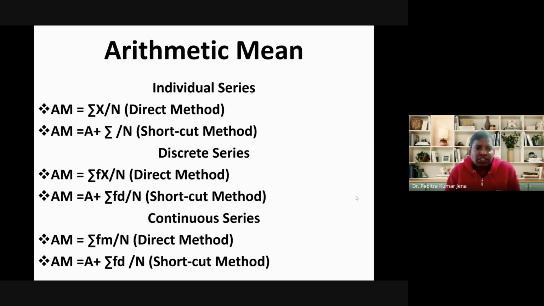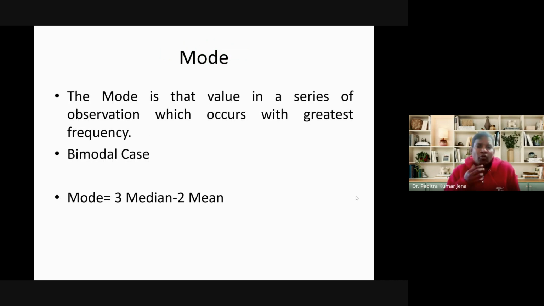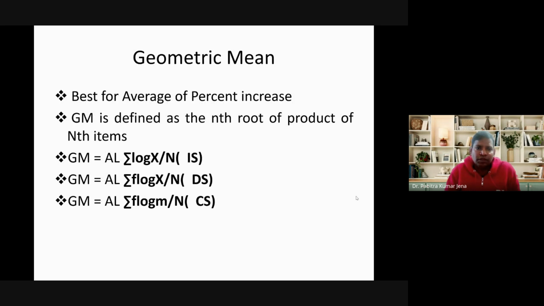Like in individual series, and in discrete series also you can calculate by summation fx by n. And for the shortcut method, a plus summation fd by n. For continuous series also it is like that. Then median actually gives the middle value of a distribution, the (n plus 1) by 2 th item. Then mode is the value which shows the greatest frequency of that series. Also you can find out the mode by 3 median minus 2 mean.